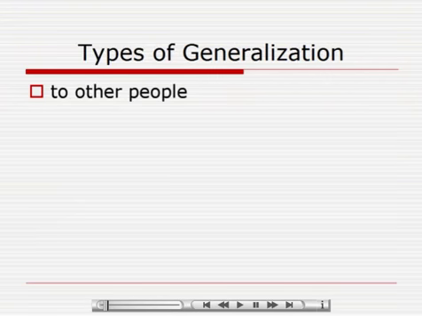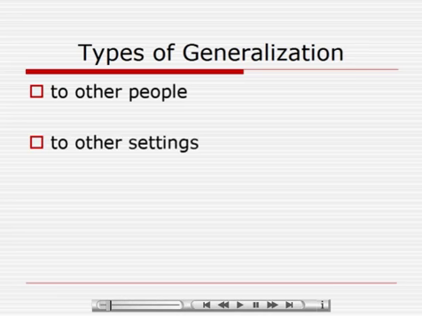There are several types of generalization that can occur. Generalization can occur to other people, such as teachers, peers, paraprofessionals, therapists, family members, community members, etc. Generalization can also occur to other settings. If you're teaching a child to use the bathroom and wash his hands in the bathroom, there are bathrooms at home, there are bathrooms at school, there are bathrooms in the community, multiple bathrooms in the community that look different. All of those things might need to be considered.